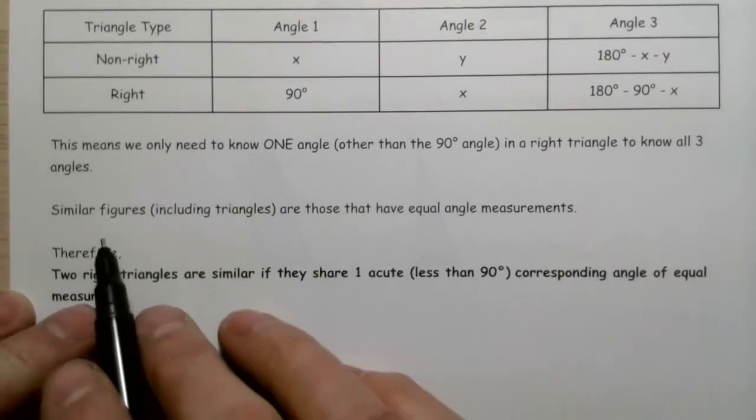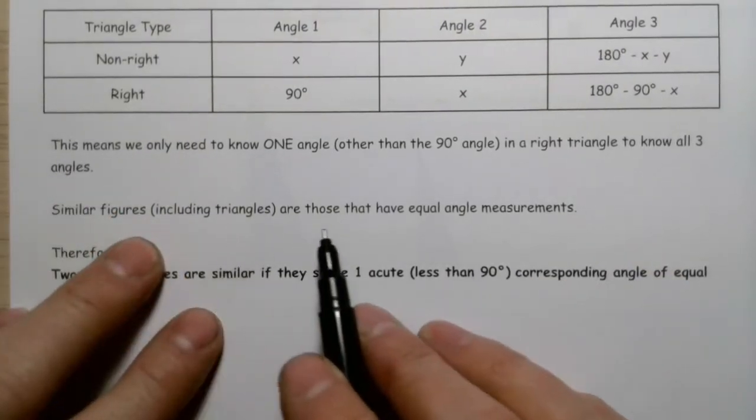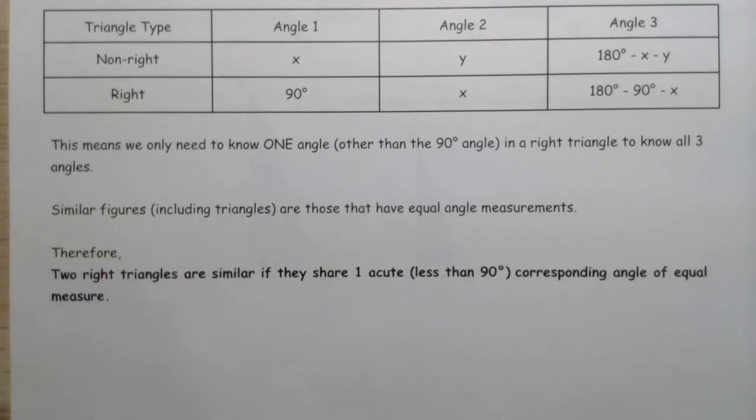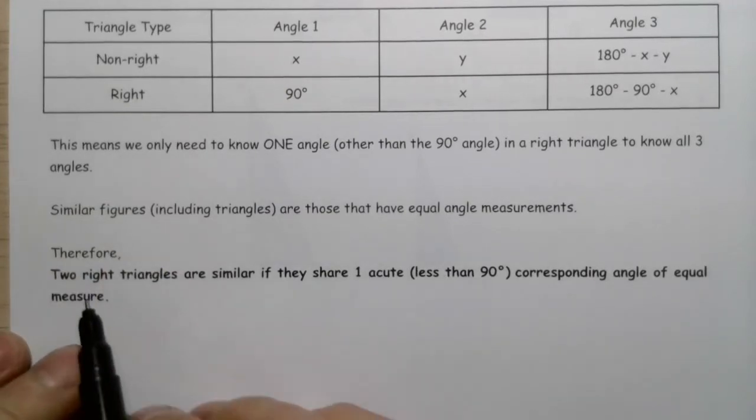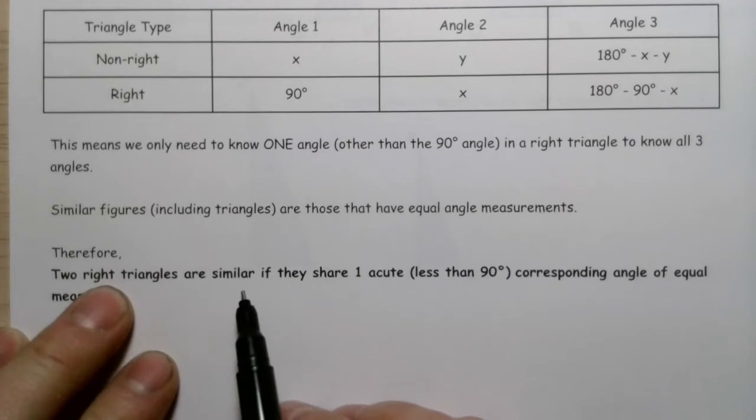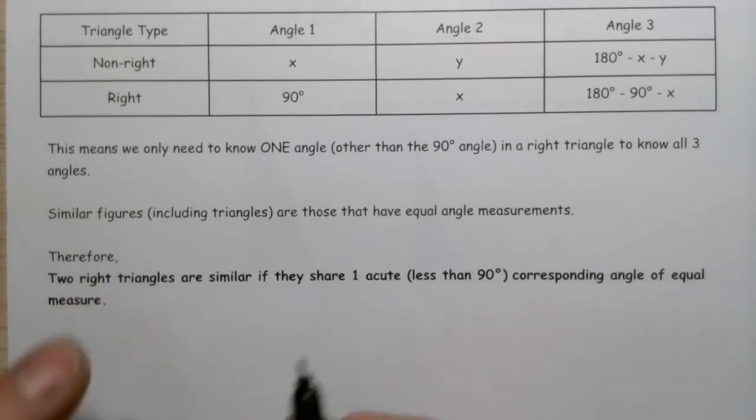Okay, so remember, similar figures, including triangles, are those that have equal angle measurements. And that means that two right triangles are similar if they share one acute angle. We know that right angle triangles both have a 90 degree angle, and as long as one other angle is shared between the two of them, we know that the third one is too. Hopefully that's enough. Let's take a look at some questions.